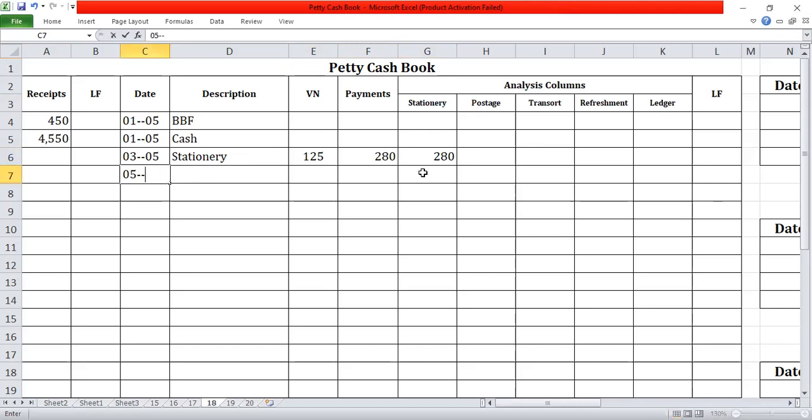Next is 5th of May. Traveling. 126 is the voucher number. Amount 320. Analyze that in the transport column.